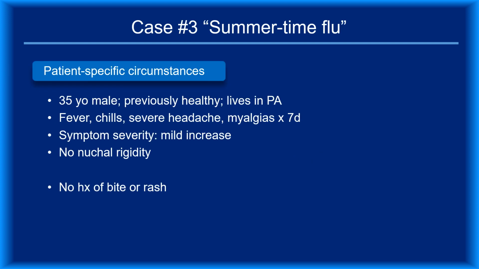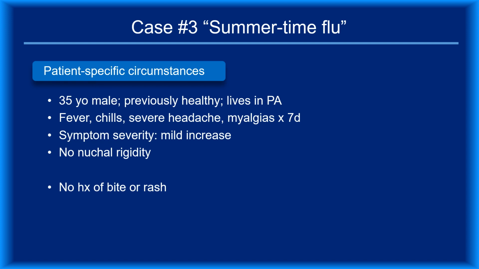Our final case concerns a 35-year-old gentleman who presented in June with the summertime flu. Specifically, he reported having fevers, chills, a severe headache, and myalgias for 7 days. These problems have worsened a little over the last week. He does not recall a tick bite, and he hasn't seen any rashes. He was previously healthy and lives in Pennsylvania, where there's a lot of Lyme disease.